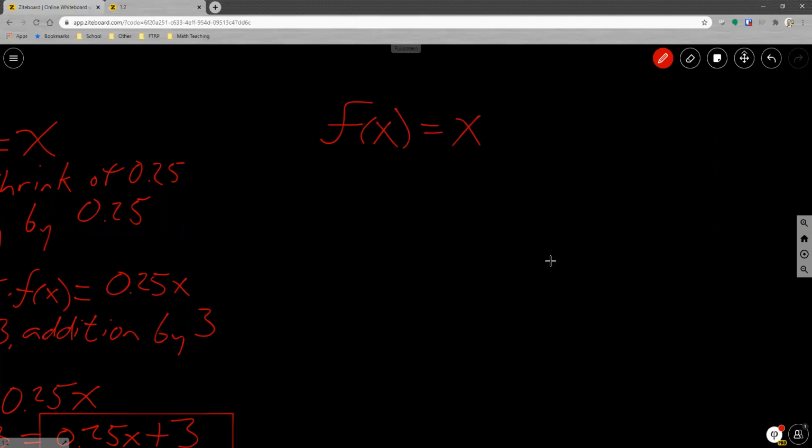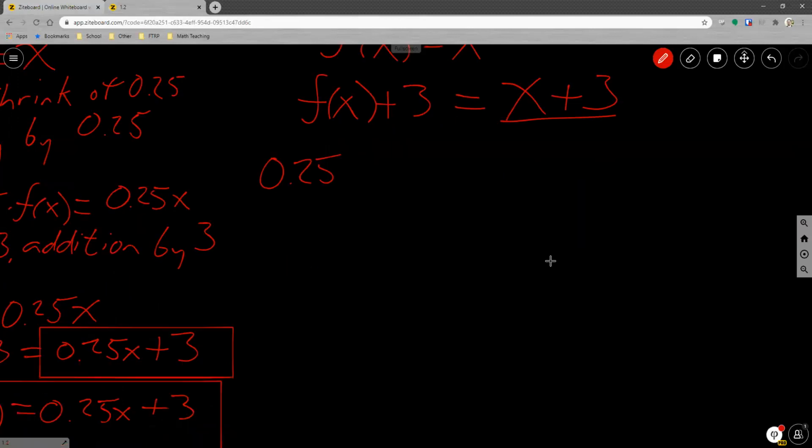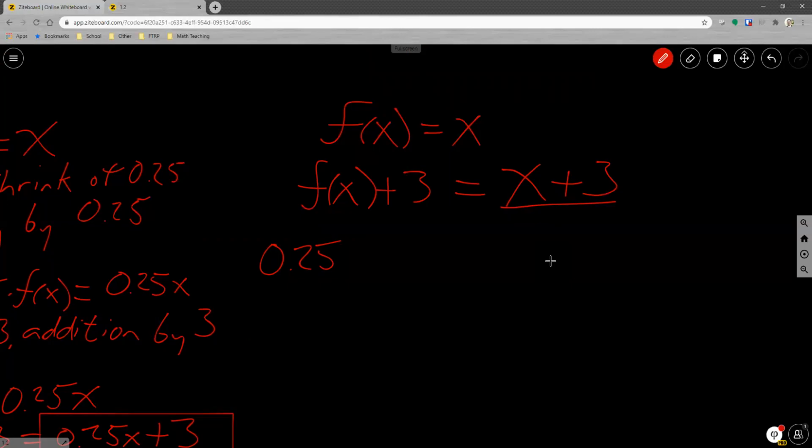But let's say I do the addition by 3 first, translating it up 3 units. Well, that would mean that I have f of x plus 3 equals x plus 3. So I'm doing the plus first, even though the order specified the other direction. So my new function becomes x plus 3. Then I want to do 0.25 times my x plus 3. So I'm going to multiply by 0.25.